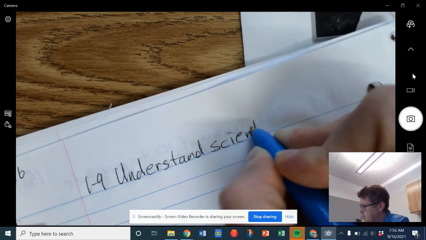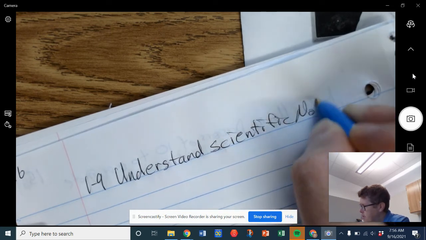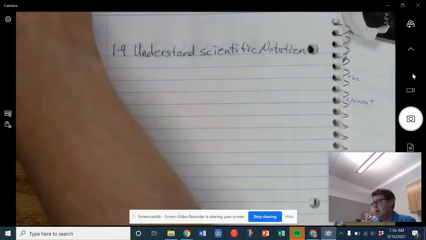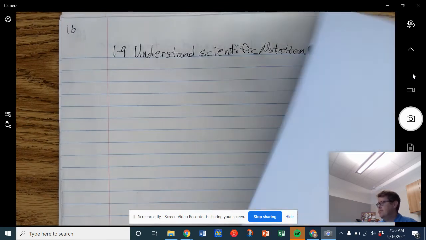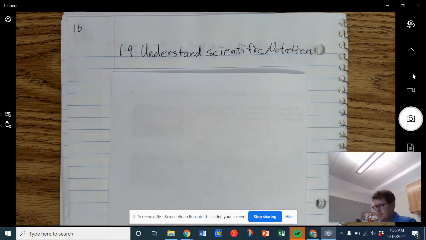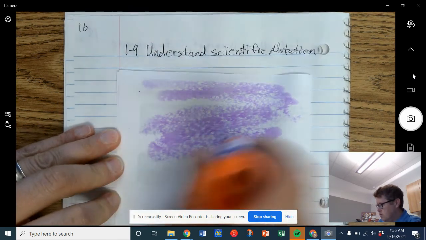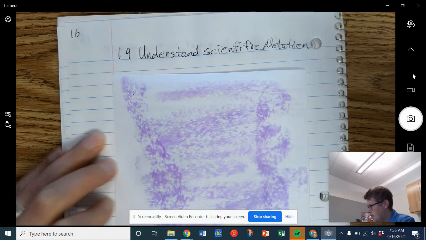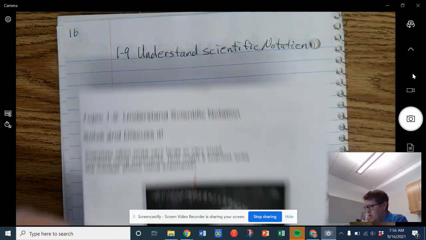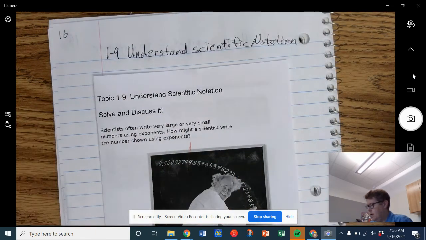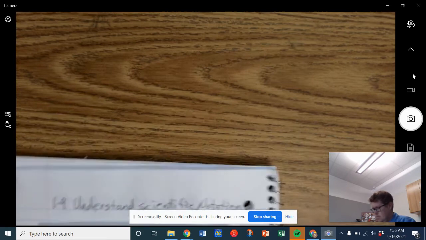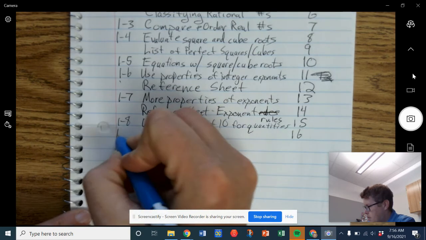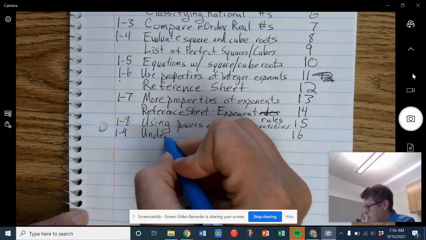So understand scientific notation. And again, what I'm writing right here is exactly what goes in the table of contents, right? I just mash it up like that, because that's how the table of contents should work. It should match up exactly. Okay, I'll put that in the table of contents as well. Table of contents, page 16, 1-9, understand scientific notation.